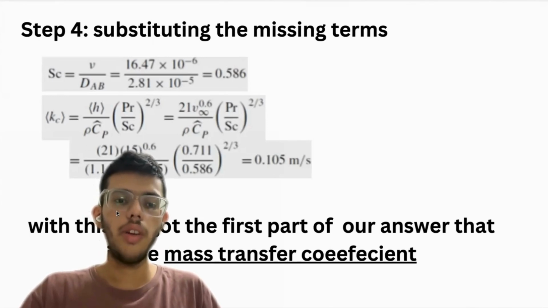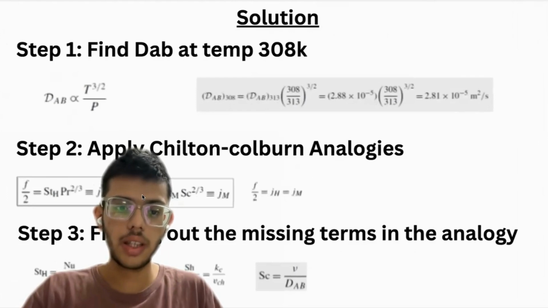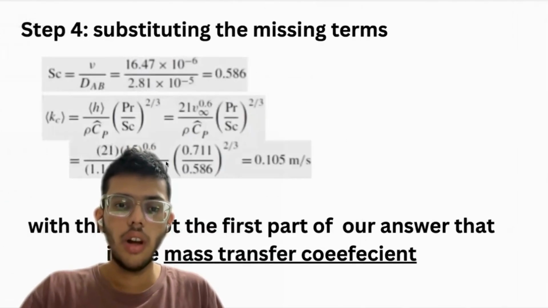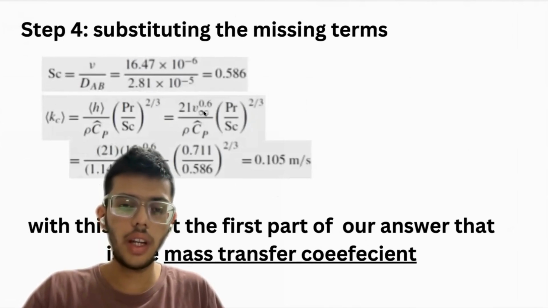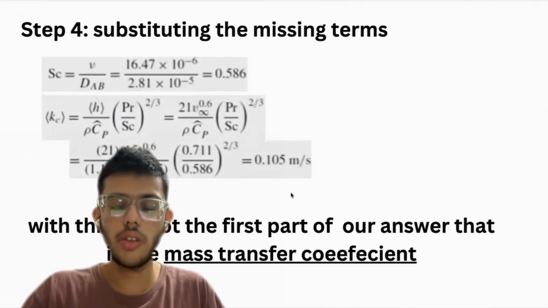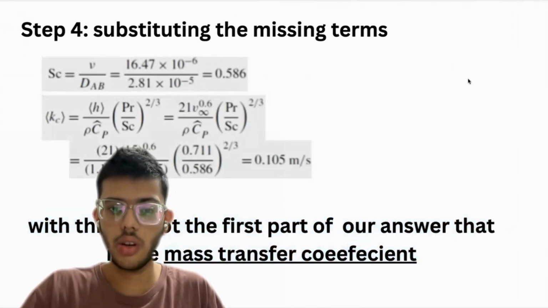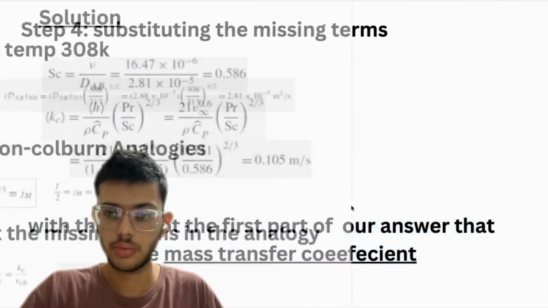This is nothing but we just substituted the values of St_m into f by 2, which is equal to St_m into Schmidt raised to 2 by 3. From this, and substituting the value of V infinity raised to 0.6, we get the value 0.105 meter per second. With this, we got the first part of our question, that is, the mass transfer coefficient is equal to 0.105.